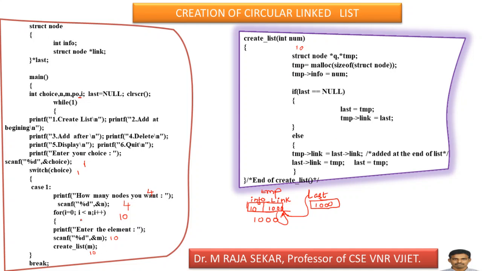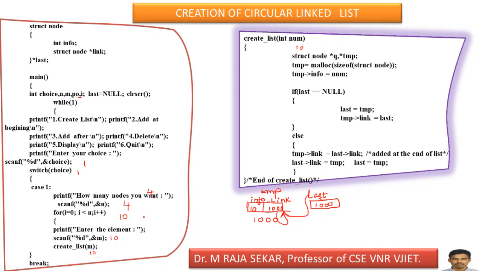We will go back. Previous value of i is 0. Now i++ means i becomes 1. 1 less than n. n means 4. 1 less than 4.